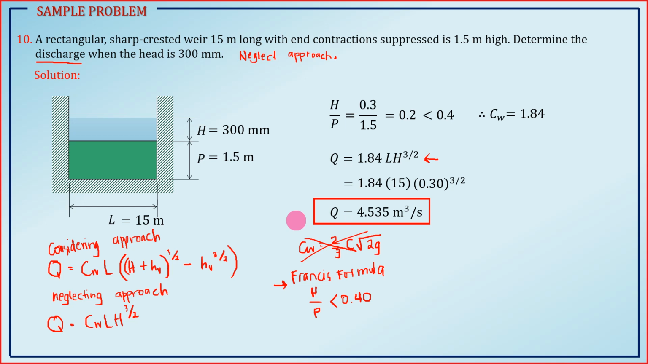So again, when the problem doesn't mention whether it's the neglecting approach or the considering approach, use neglecting. If it doesn't mention which formula to use, use Francis. Also when the coefficient of discharge is not given. You have to check the ratio of H over P to know which equation of the Francis formula to use.